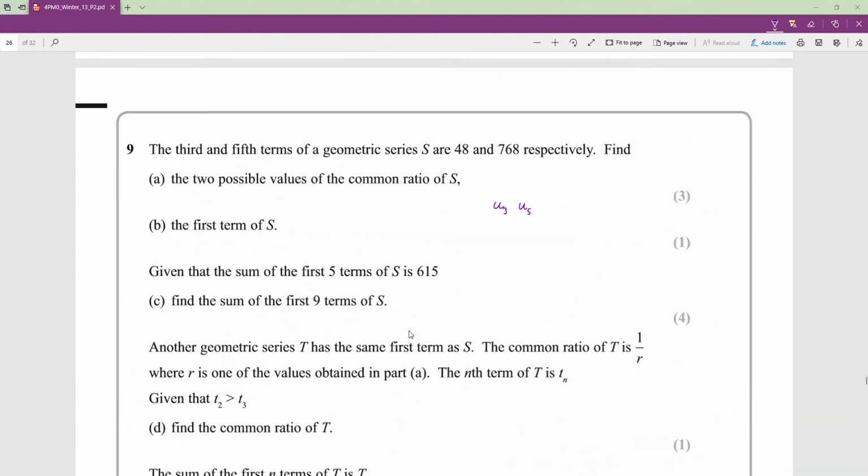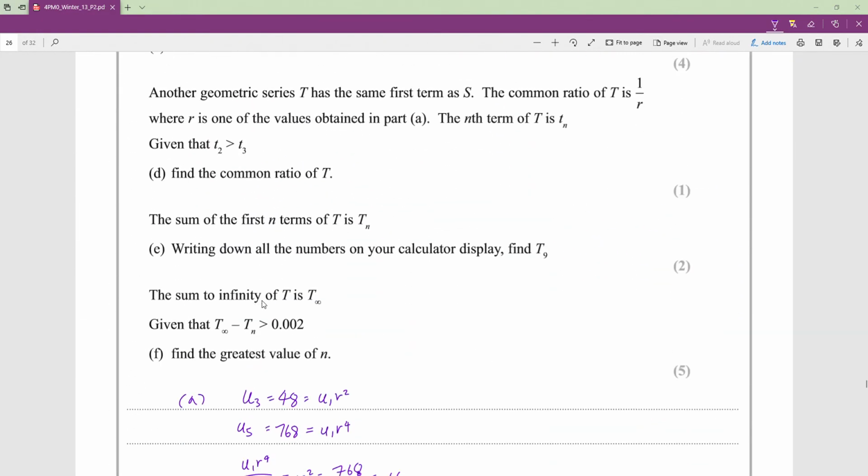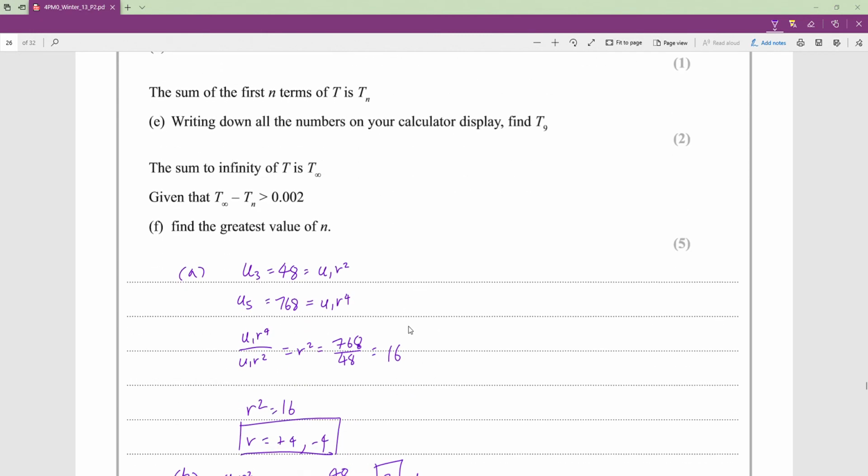Right, next question, find the infinite series. Oh, never mind. The sum to infinity of T is T infinity. Given that T infinity minus Tn is greater than 0.0002002, find the greatest value of n. Okay, this is a really interesting question actually. Alright, so what do we do here? Find the greatest value of n. This should be very interesting.